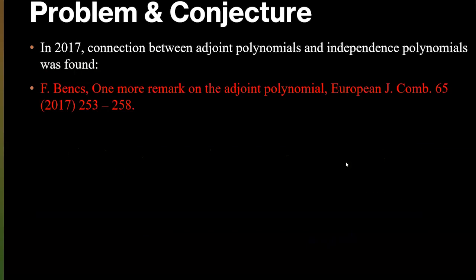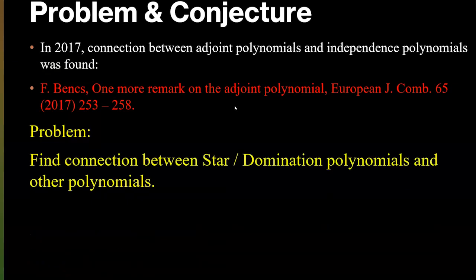Now, in preparing this slide, actually, I found out that in 2017, one researcher already came up with a paper. They give the connection between adjoint polynomials and independence polynomials. So I would like to suggest this problem. Find a connection between star or domination polynomial and other polynomials, particularly if possible between adjoint polynomial or between chromatic polynomial and so on.